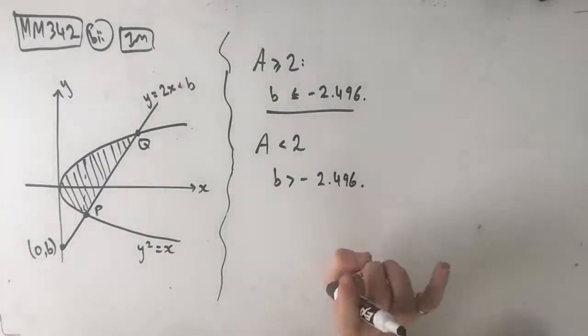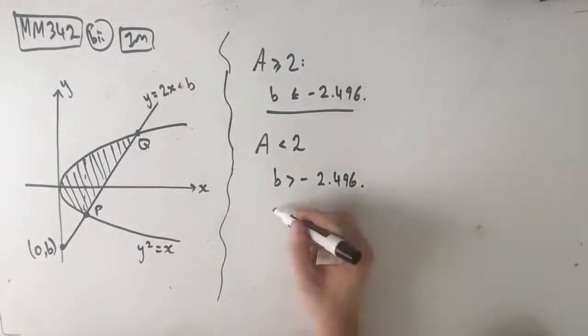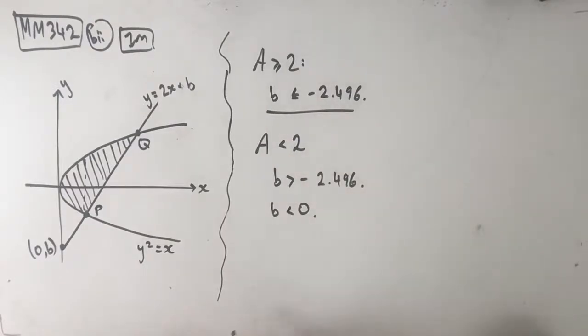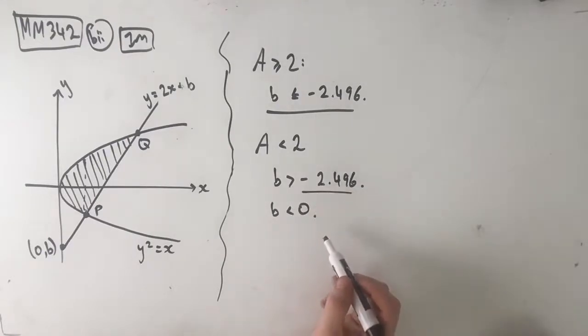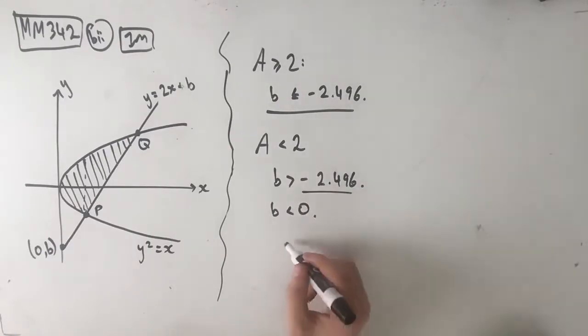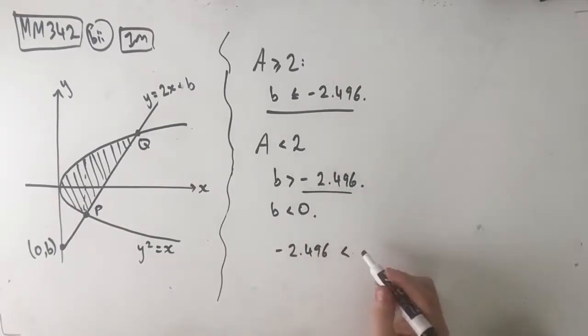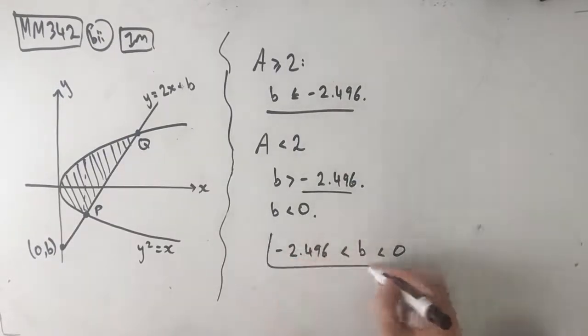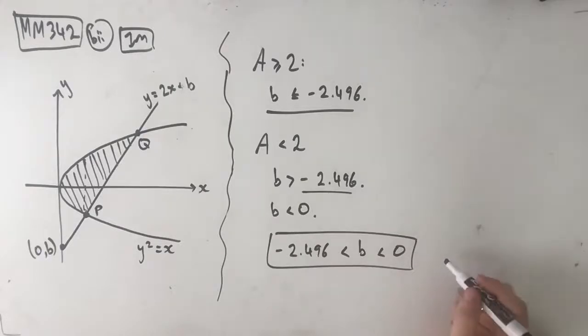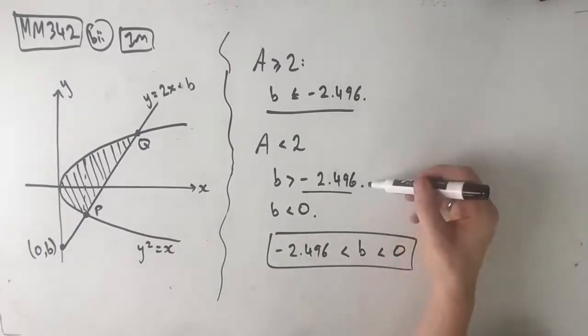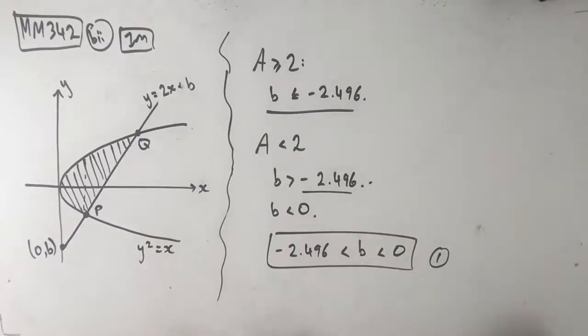But we're not done yet, because the question tells us that B is less than 0, right? So we have to find the intersection between these two, which means that if it's greater than negative 2.496 and less than 0, that's our answer. So it's greater than negative 2.496 and less than 0. So guys, that's our final answer for part BII. If you didn't say this and you only left it as this, you would be incorrect, unfortunately. So that's that one. Guys, that's it for part BII. Let's move on to part C.